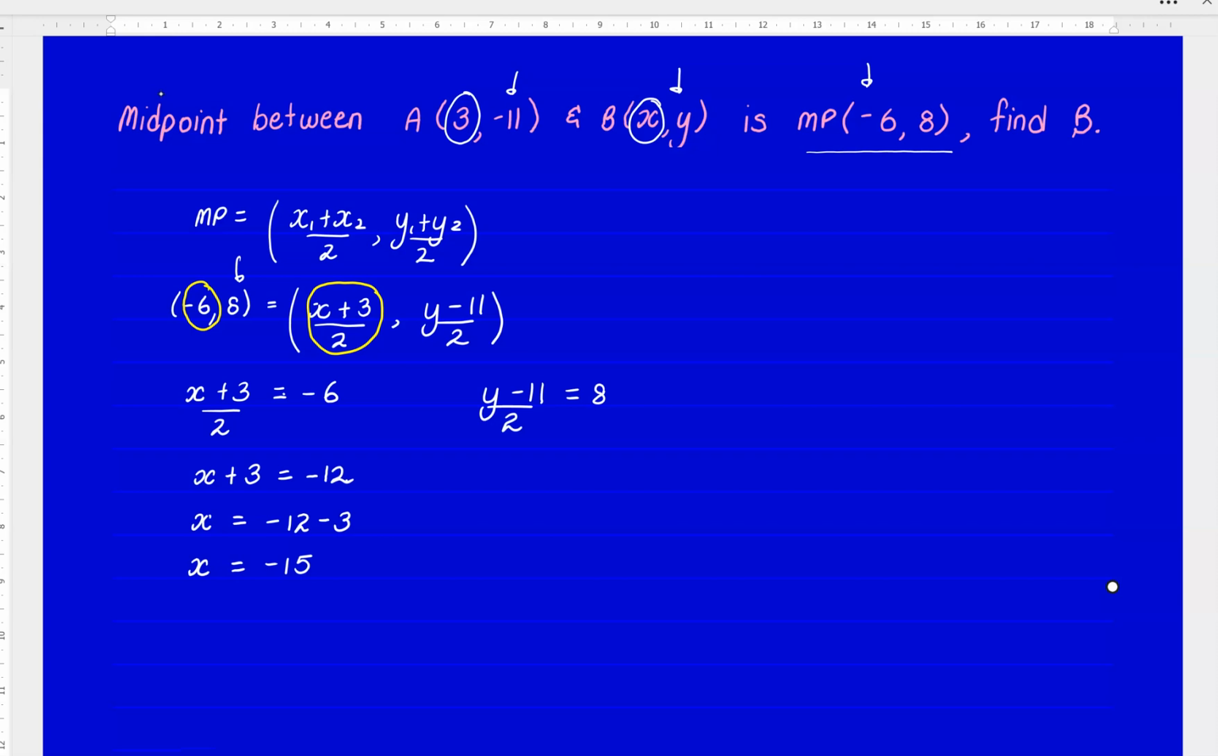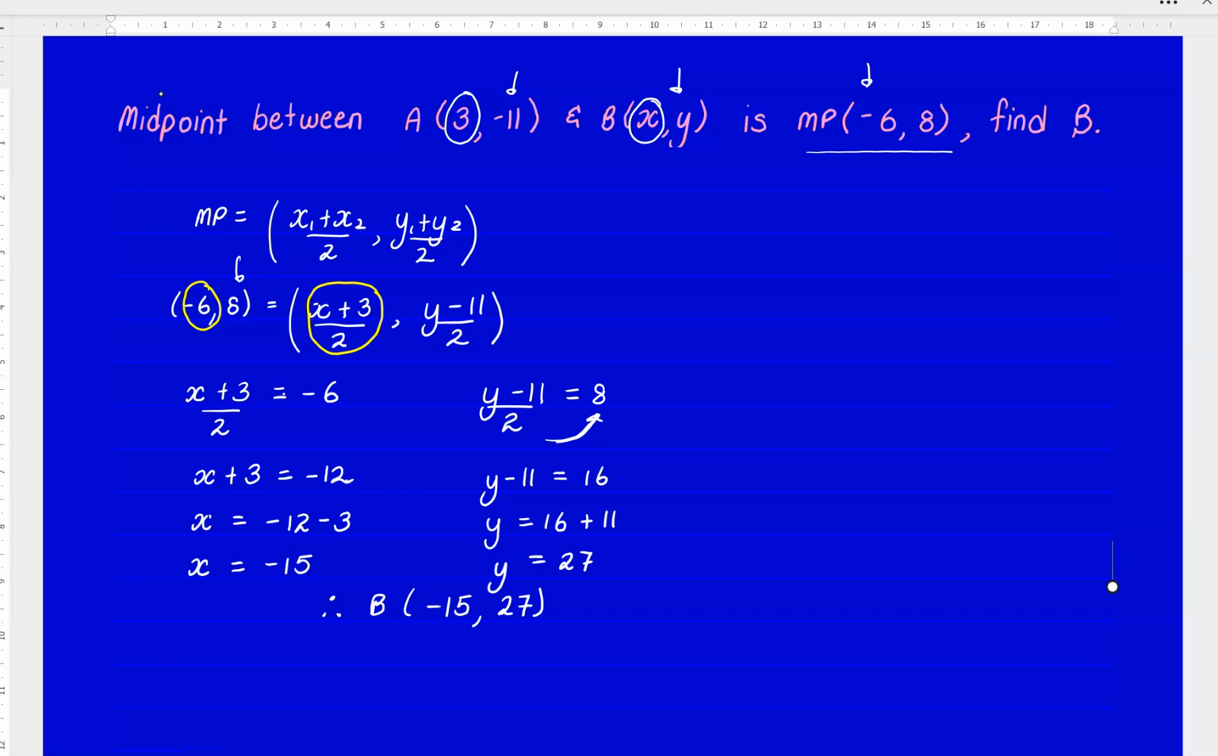Same deal, we want to get y. So y take 11 divided by 2. To get rid of that divide by 2, you guessed it, we will times the other side by 2. So that becomes 8 2s are 16. And how do I get rid of take 11? The opposite of take is plus. So y will be 27, and therefore my B coordinate is minus 15, 27, and we're really glad that we did not have to graph that because that's too big.